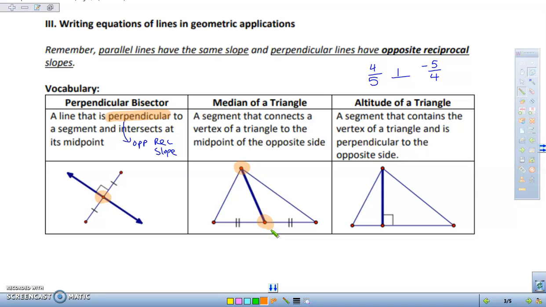And then the last one I might ask you to find is an altitude. You guys be familiar with these words, okay? An altitude is going to go from a vertex of a triangle and perpendicular to the opposite side. So my point will be given to me. It's going to be the vertex of the triangle. And the slope I will find by doing opposite reciprocal because it's perpendicular. So let's do some examples.